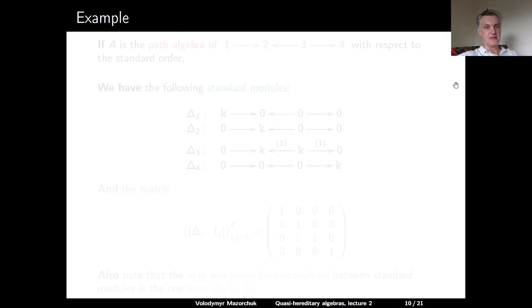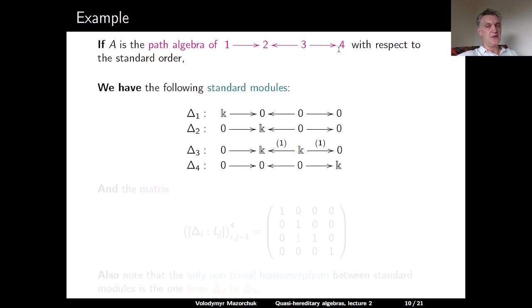Here's an example, just an extension of the previous example. In the previous example, we looked at the path algebra of the quiver with vertices 1, 2, 3, 4, an arrow from 1 to 2, and arrows from 3 to 2 and from 3 to 4, with respect to the standard order. And we computed that the standard modules are the following modules.